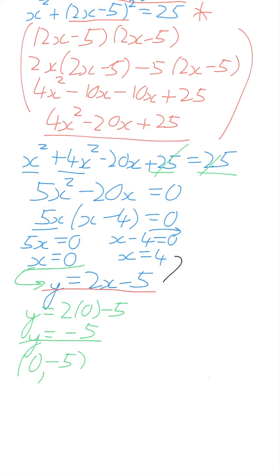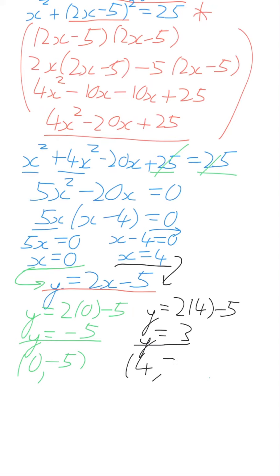Now let's substitute in 4 into the equation. So we have y is equal to 2 times 4 minus 5. So y is equal to 2 times 4 is 8, minus 5 is 3. So we have y equals 3 and x equals 4. So our coordinates here are 4 and 3. So my final answers are 0, minus 5, and 4 and 3.